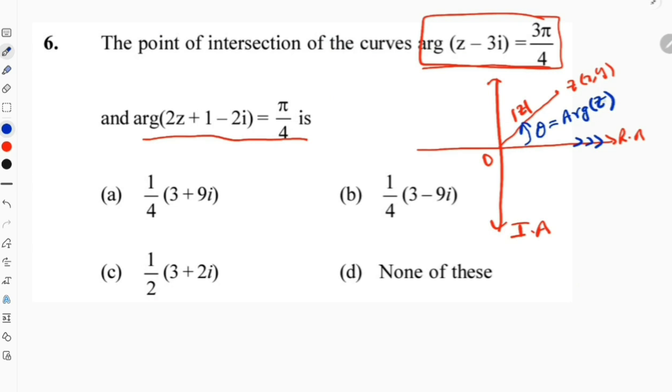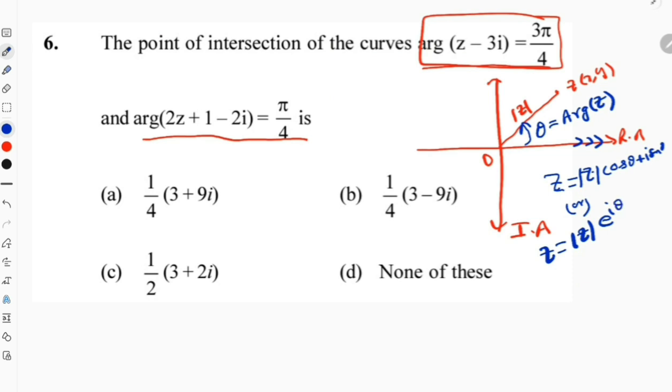So every complex number can be represented in modulus-amplitude form as mod z into cos theta plus i sin theta, or in polar form z equals mod z into e power i theta, where theta is the argument of the complex number. Now let us talk about the question.